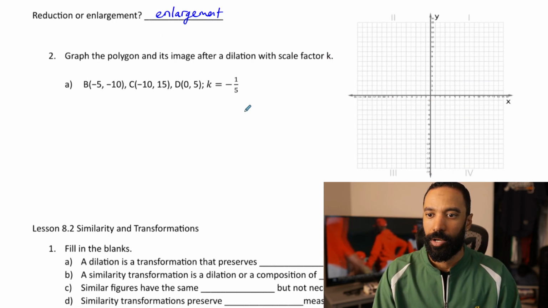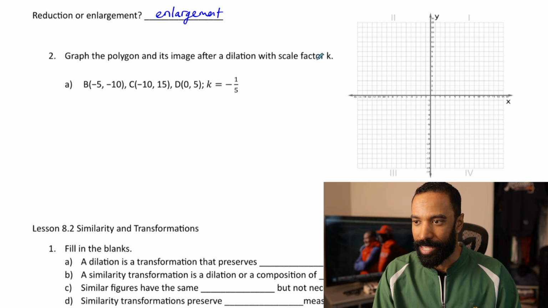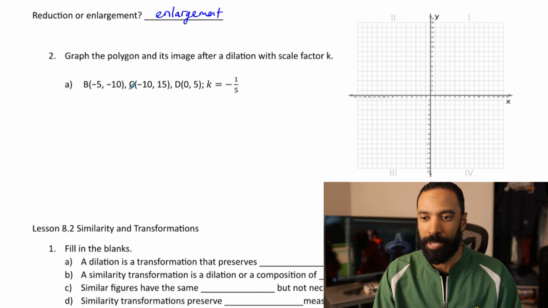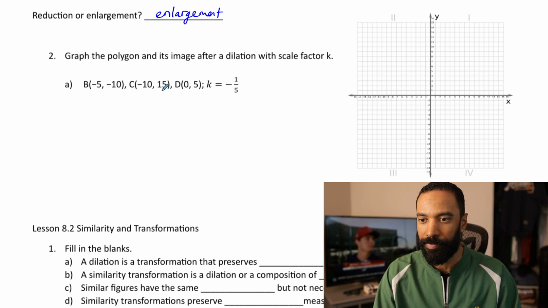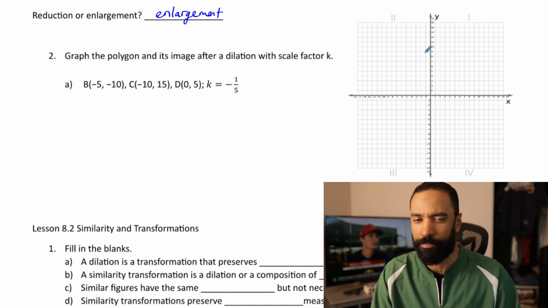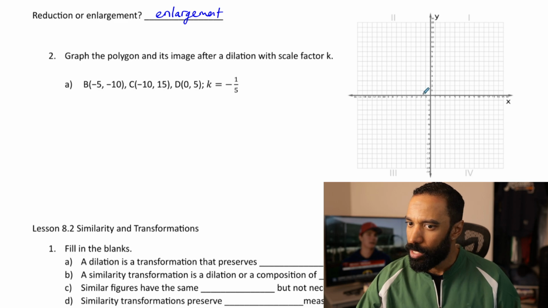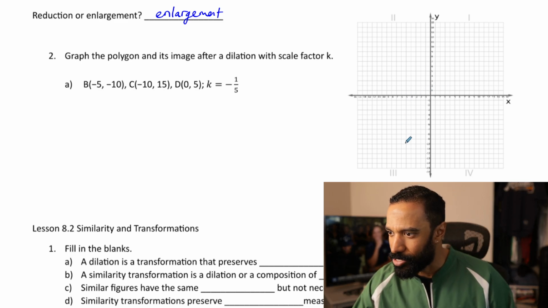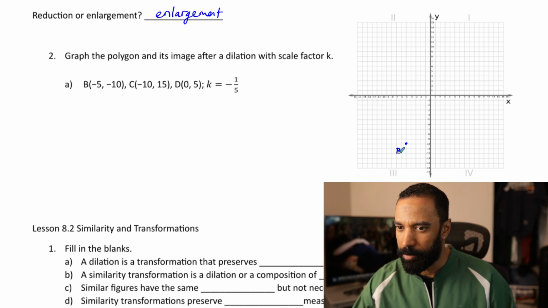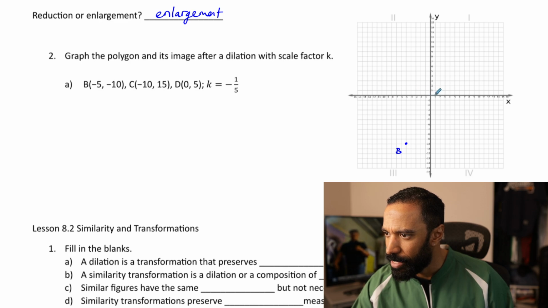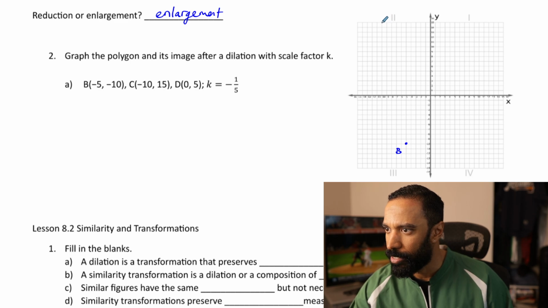Number 2, graph the polygon and its image after a dilation with scale factor k. We have B, C, and D with this scale factor here, so we're going to make a triangle out of it. Now this is at 15. Okay, good. This graph goes up this much. Hopefully you can see these numbers at least enough to be able to plot these points. Let's go B at negative, this is kind of hard to see, -5, -10, I believe is right there. Sorry if I messed that up a little bit. C is at negative, 1, 2, 3, 4, 5, 6. Okay, that one's the 10. -10, comma 15. Oh, it's big.